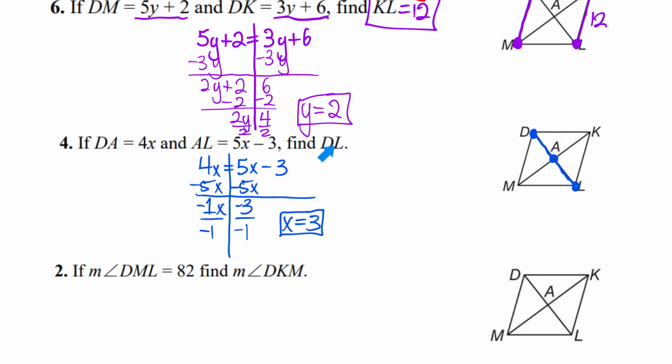So x equals 3. Notice it says find DL. So DL is the length of this whole thing right here. I'm going to take 3 and plug it in here. What's 4 times 3? It's 12. If I take that 3 and plug it in here, what's 5 times 3? And 15 minus 3 is 12. So this one's 12, which it should be. So how long is that whole thing going to be if it's 12 and 12 there? It's going to be 24.